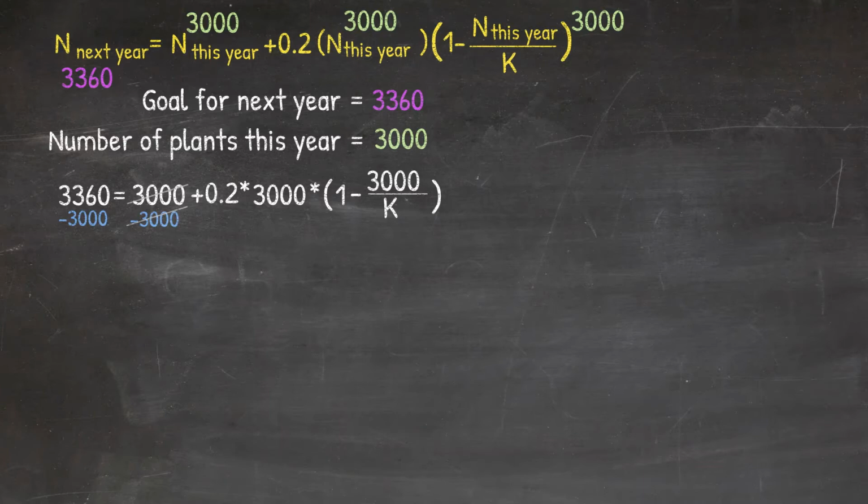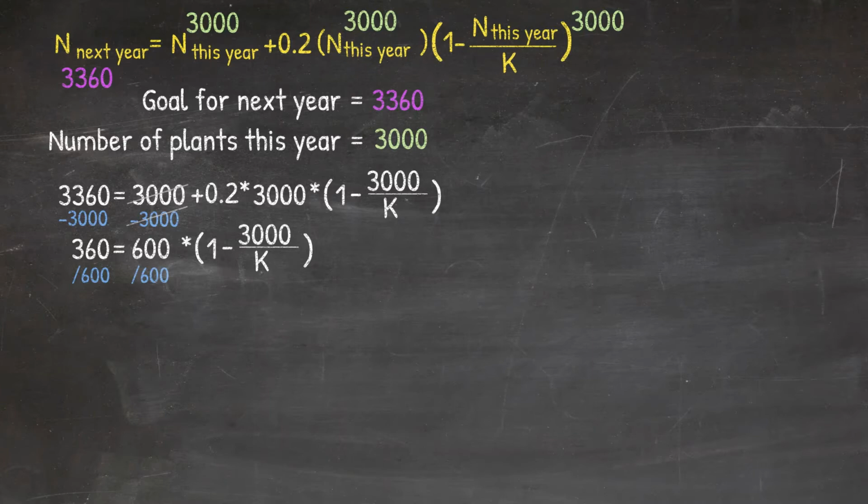So what we get is 360 equals 0.2 times 3,000, which is 600. So 360 equals 600 times, and let's keep the rest in the original form, 1 minus 3,000 over K. At this point, let's also eliminate the times 600 operation, and we do that by dividing by 600, which is the neutralizing operation for times 600.